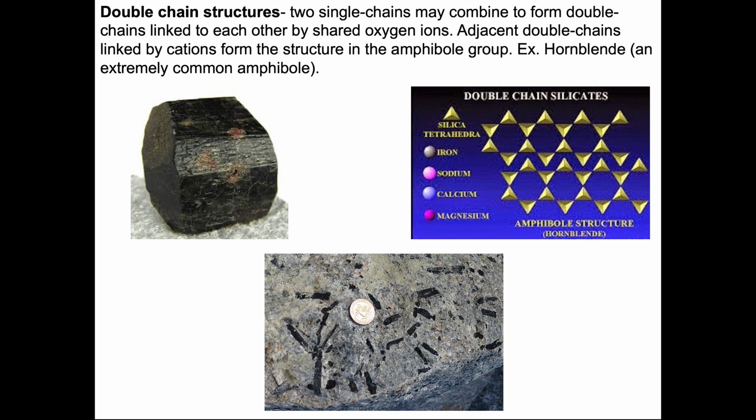Double chain structures like those exhibited in amphiboles are two single chains that combine to form a double chain linked to each other by shared oxygen ions. Adjacent double chains are linked by cations to form the structure of the amphibole group. And again, our example is hornblende, a very common amphibole.